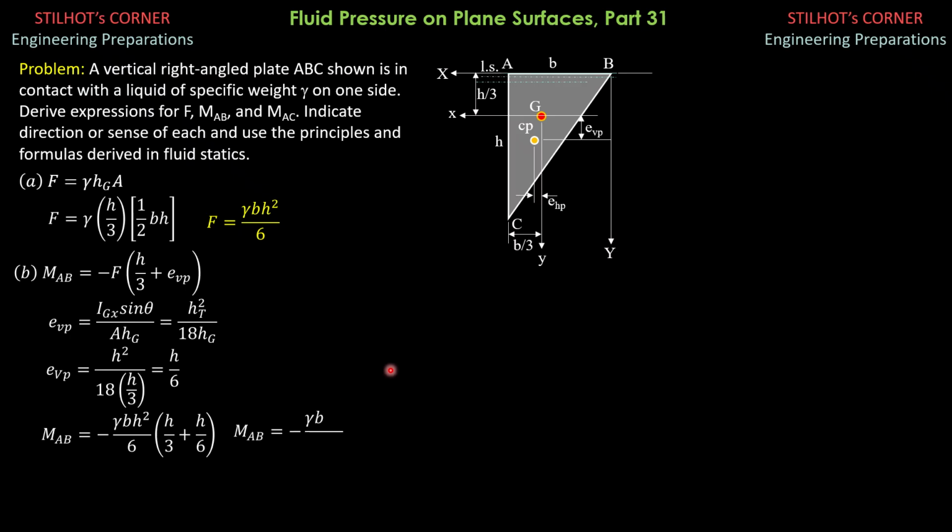So simplifying, MAB is negative gamma BH cubed over 12, or MAB is positive gamma BH cubed over 12, and the sense is your right thumb is pointing here. That's why we have the double arrowhead in that direction. That's the direction of the right thumb. So next is moment about axis AC.